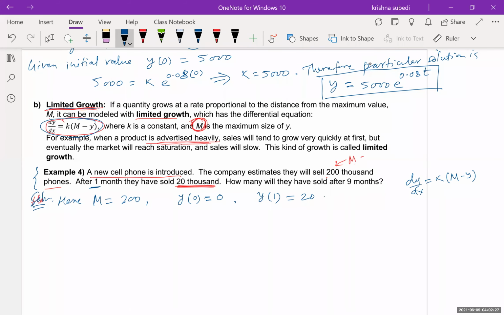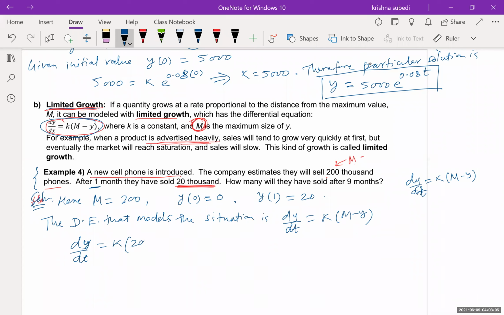Therefore, the differential equation that models the situation is given by dy over dx, not dx, let me write dt because we are talking about time. Okay, dy over dt equals k times m minus y. So we have dy over dt equals k times 200 minus y. That is the differential equation to model the situation. Any questions so far?